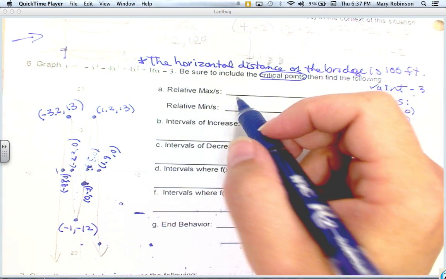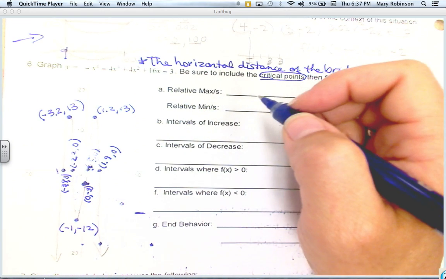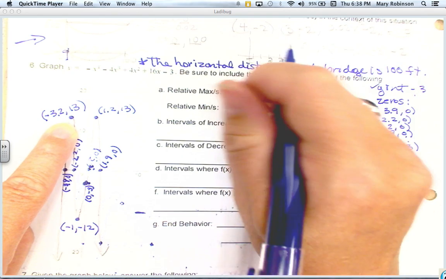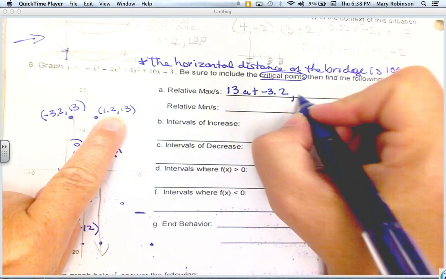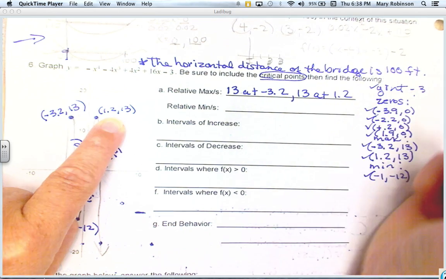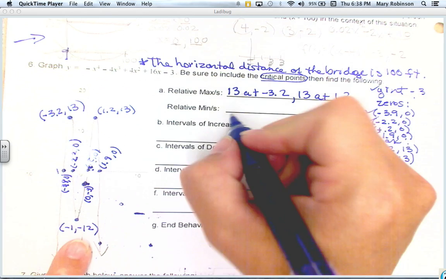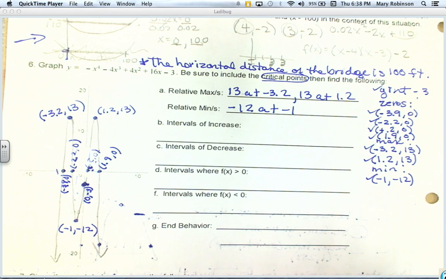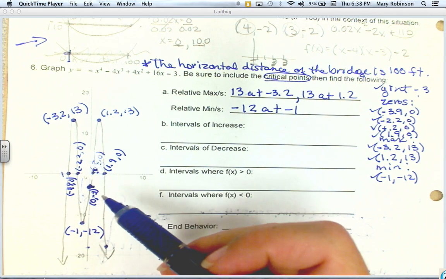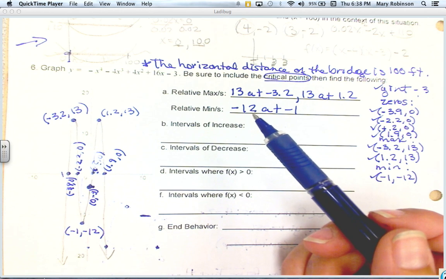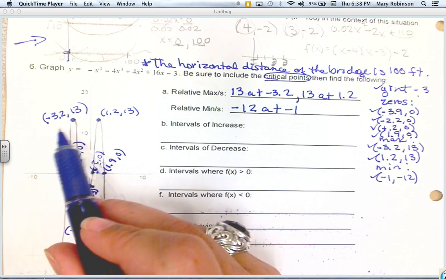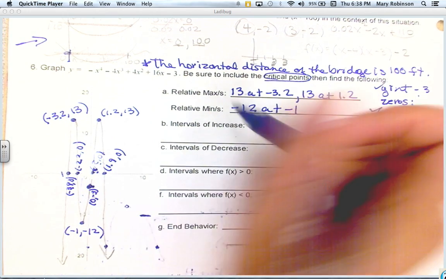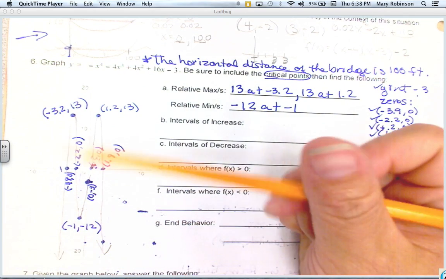So let's talk about our relative max. Please, please remember to state these as y at x. So this is 13 at negative 3.2 and 13 at 1.2. For our relative min, again, y at x, negative 12 at negative 1. And we are done with our max and mins. Do not look at these and think, oh, if one's higher than the other, I only pick the highest. You have to list all relative maxes, meaning anywhere where you see a peak or a valley. Intervals of increase, please recognize we read a graph from left to right.